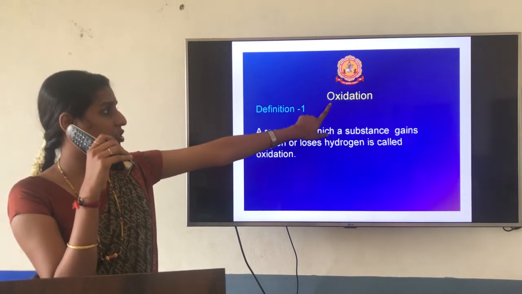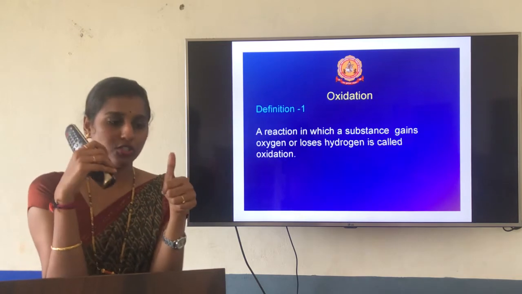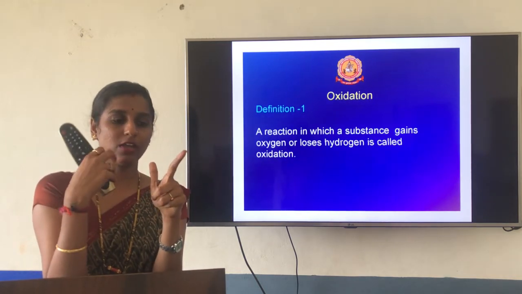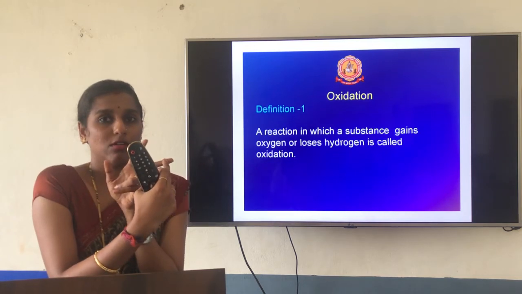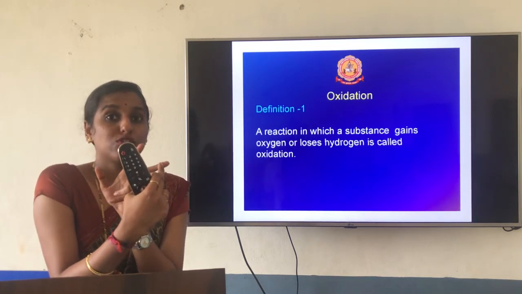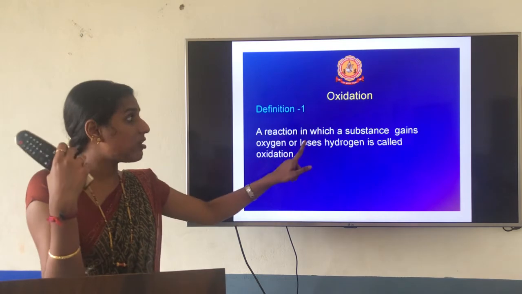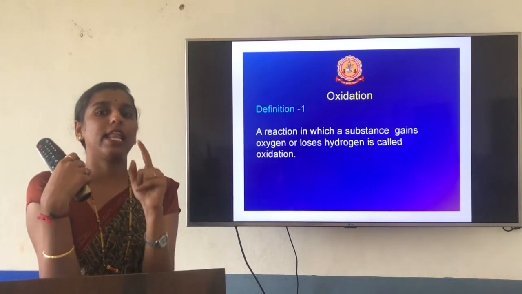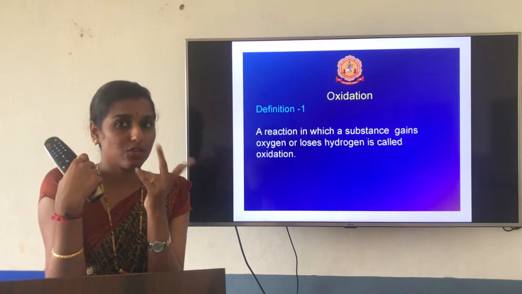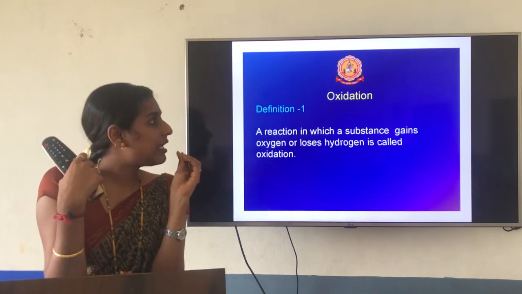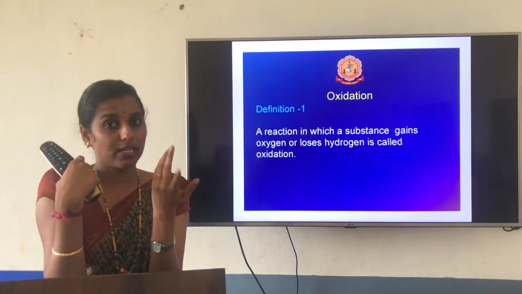Here, we can consider oxidation based on oxygen and based on hydrogen, which you already know. One more concept is based on electron. So based on electron also we are supposed to consider oxidation. This concept we have already learned. In this class, you will first learn about oxidation based on electron. So I'll just give a hint of what is meant by oxidation based on electron.